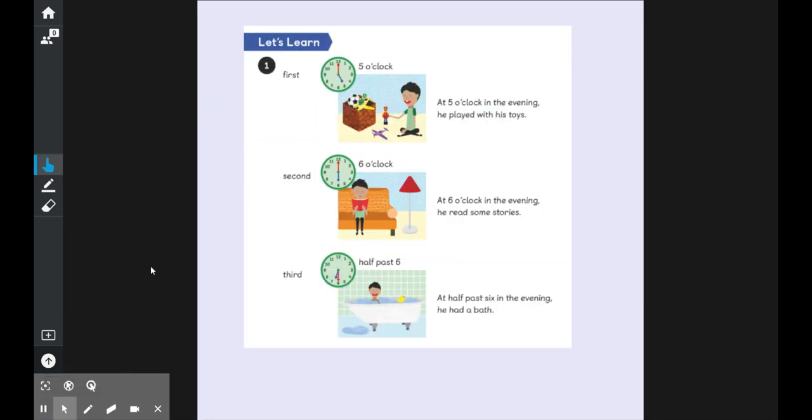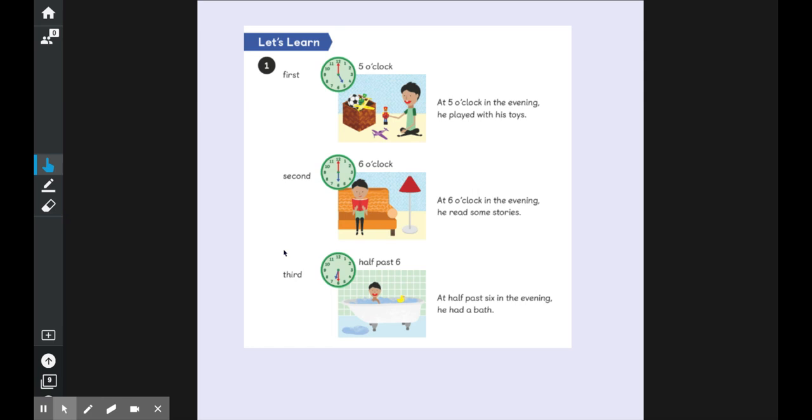There are some words that we can use there, and there are words that we've looked at in English, some of our time conjunctions. We've got words like first. So first, at 5 o'clock, he played with his toys. Second, at 6 o'clock, he read some stories. Third, at 6:30 in the evening, he had a bath. So we can use these words to help us order the different things.